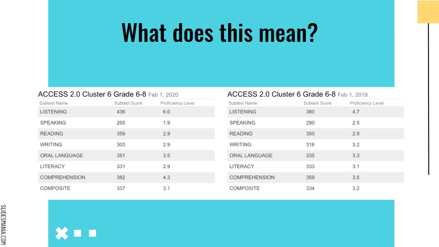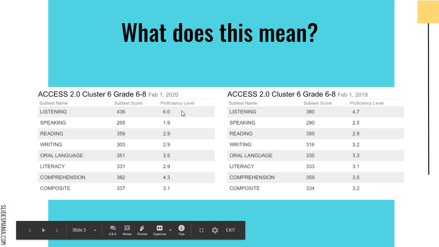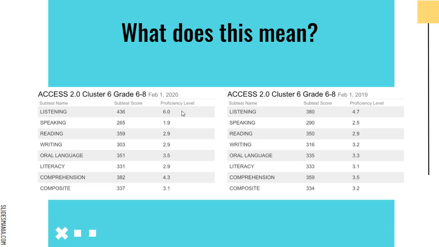So looking at the student score, you should notice that they have a 6 in listening. What does that tell us about their listening scores? That means that this student has some strong oral comprehension skills. When you're talking to them, they can actually understand what it is that you're saying.